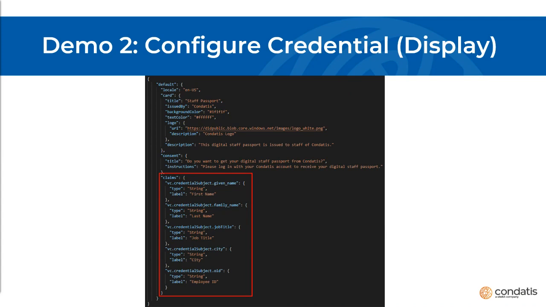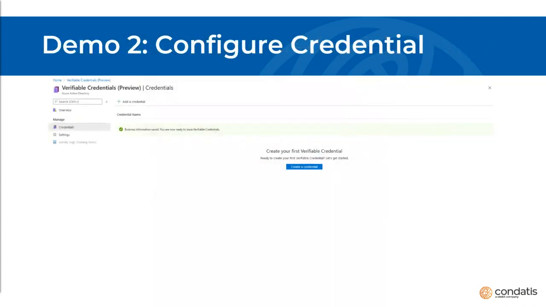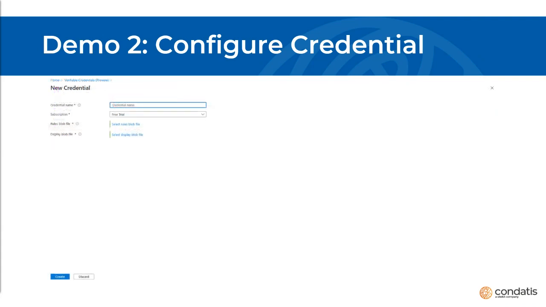Once we have both files ready, we can upload them to a blob container in the storage account and proceed with the credential configuration on the Azure portal. To create a credential in the Verifiable Credentials blade, we can select to create a credential, or at the upper left side, we can select to add a credential.